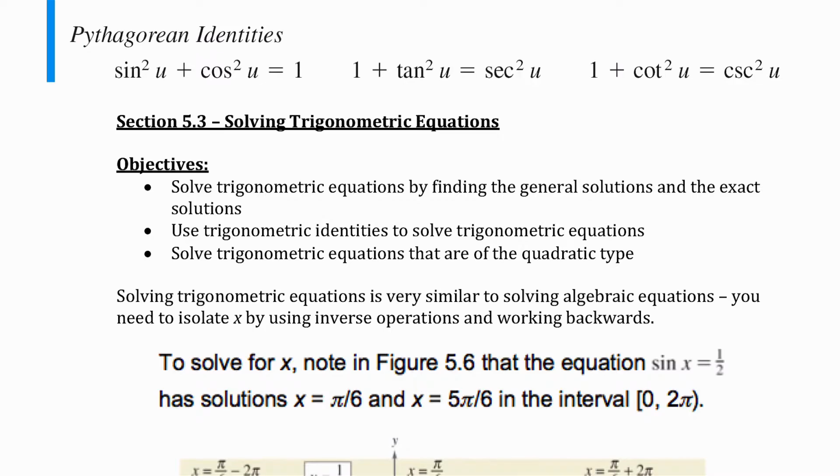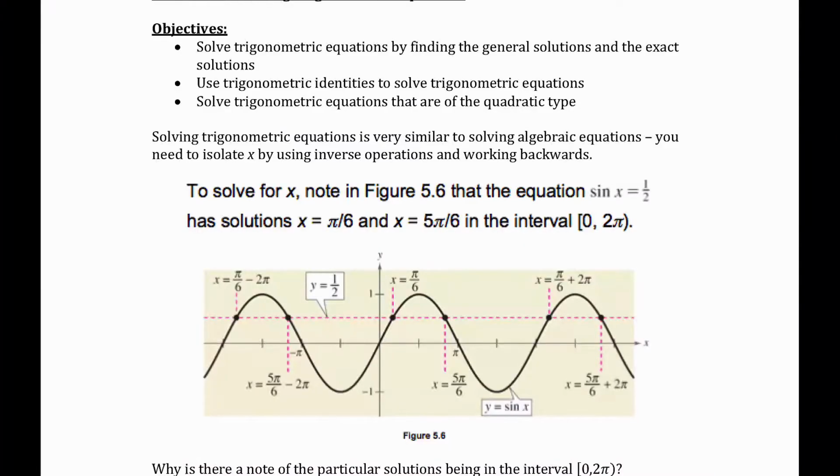So solving trig equations is very similar to solving algebraic equations. Essentially, you isolate the x by using inverse operations and working backwards. So, for example, this graph here is a graph of a sine wave. Now, if you're solving for x, and sine of x equals 1/2, it's got two solutions of pi over 6 and 5 pi over 6. And we're focusing on the interval of 0 to 2 pi.